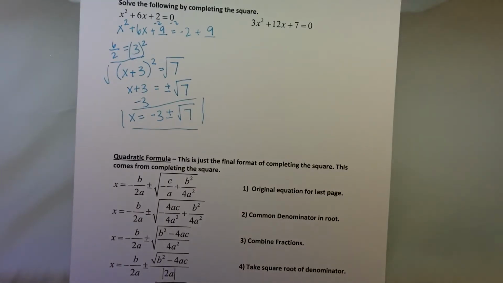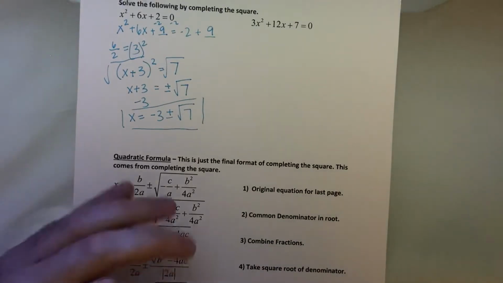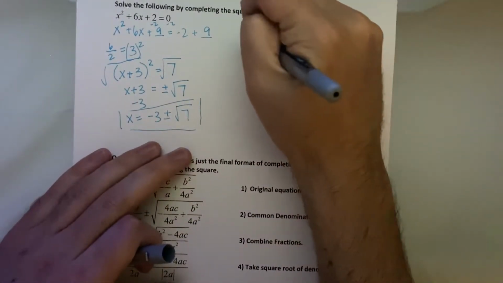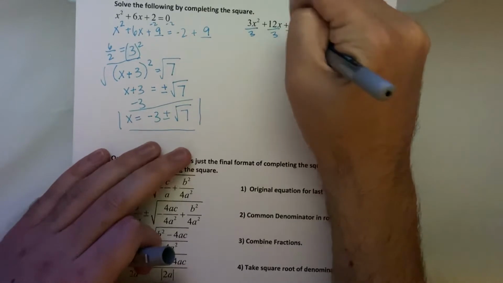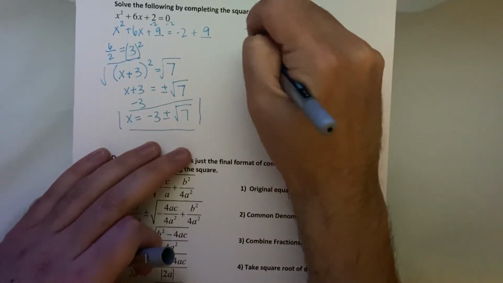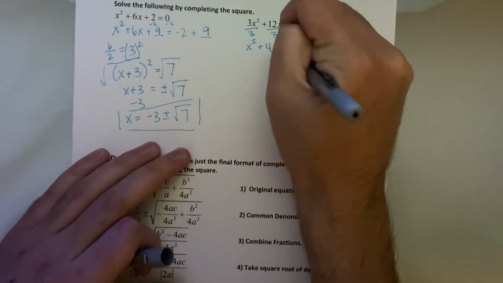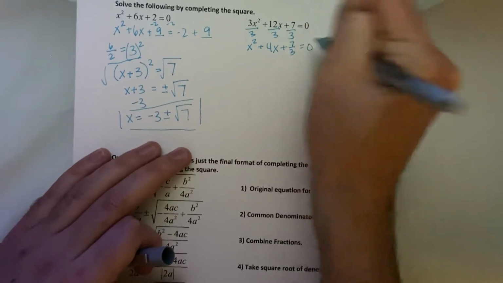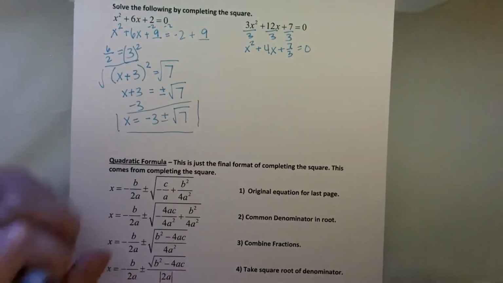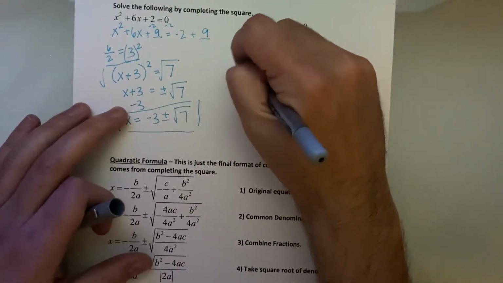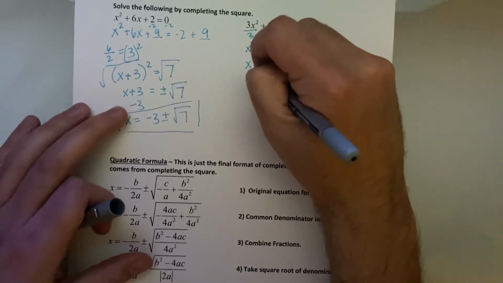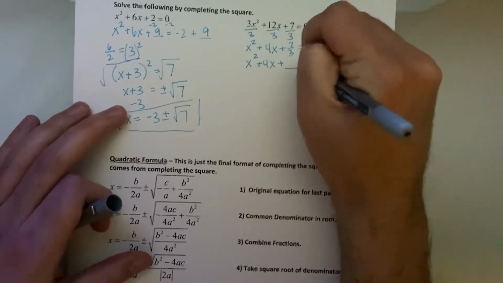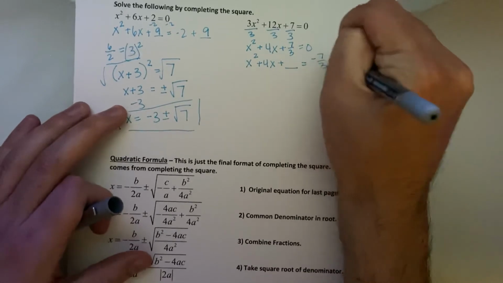Now, let's do this again. 3x squared plus 12x plus 7. This time we have an a to divide by. Divide everything by 3. So we get x squared plus 4x plus 7 thirds equals 0. Again, move c to the other side, which is the constant. X squared plus 4x plus blank equals negative 7 thirds plus blank.